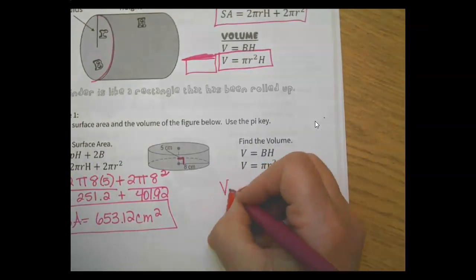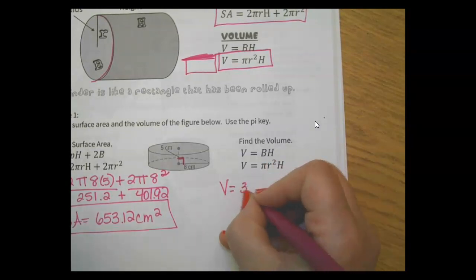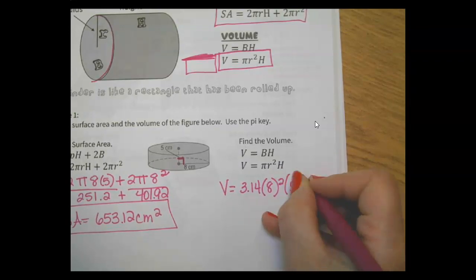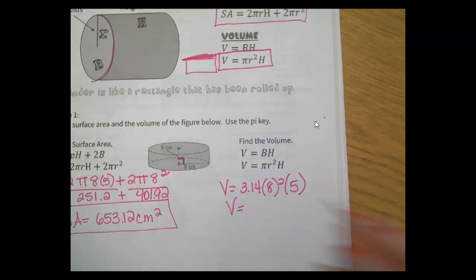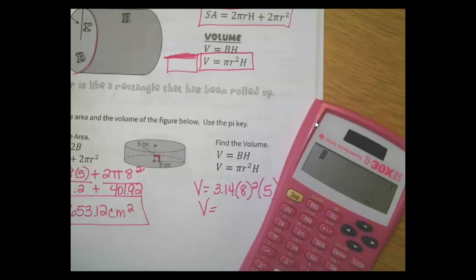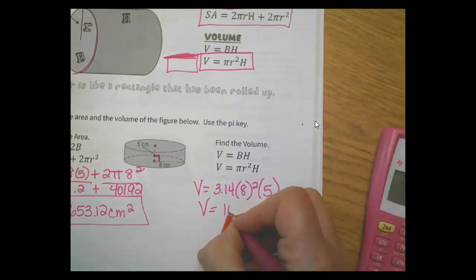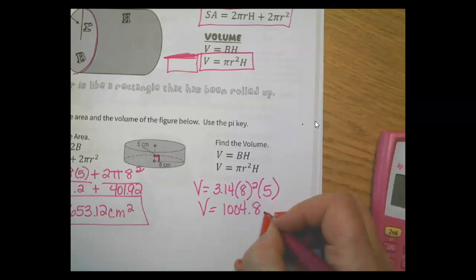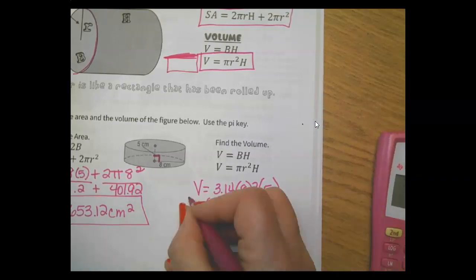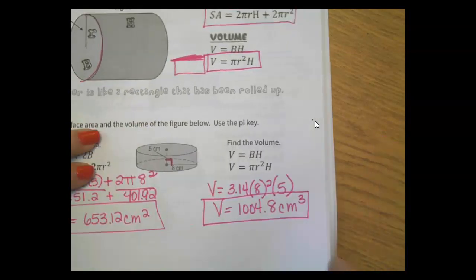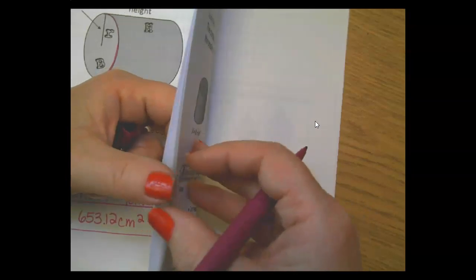So this one, V equals 3.14. Our radius is 8 squared times our height of 5. V equals 1004.8 centimeters cubed. How many cubed units? Love this one. On this side here. Oh, I love it.